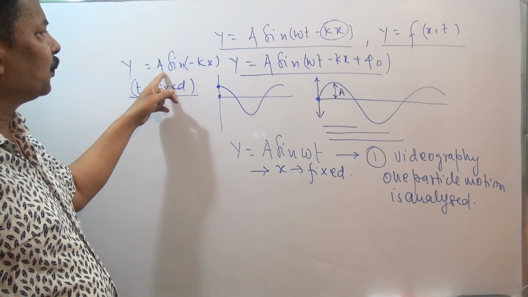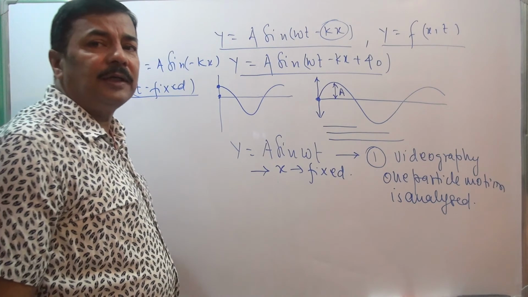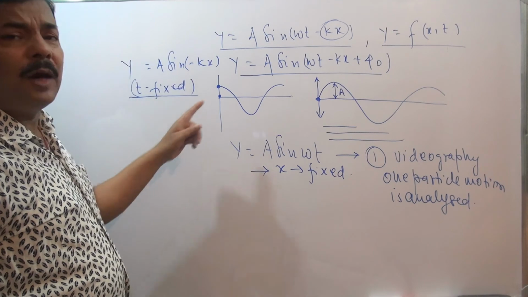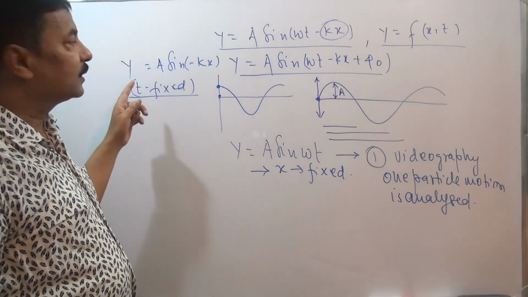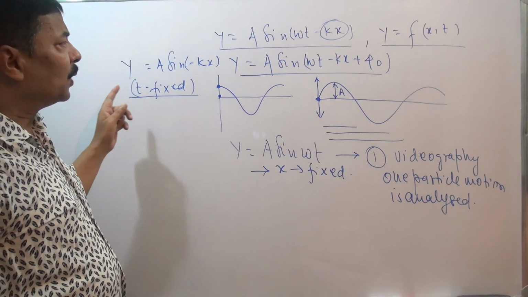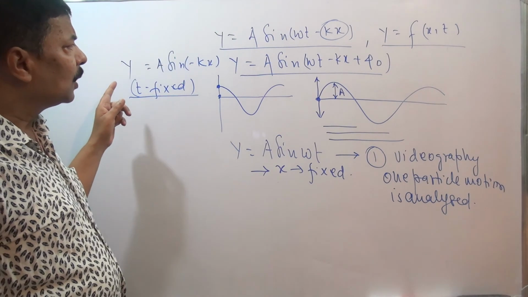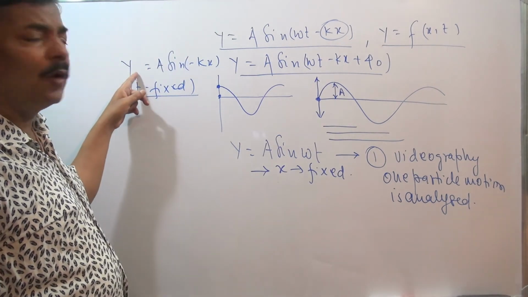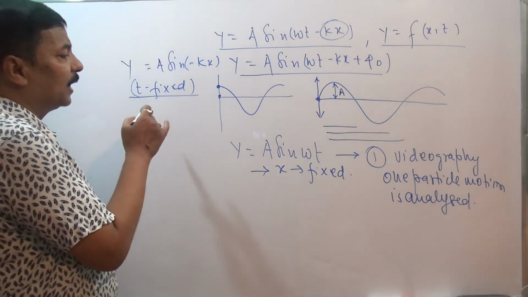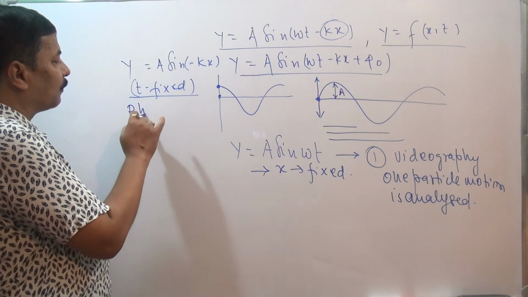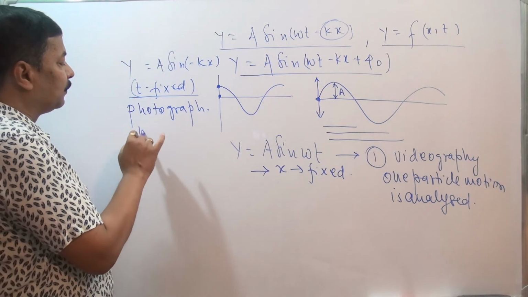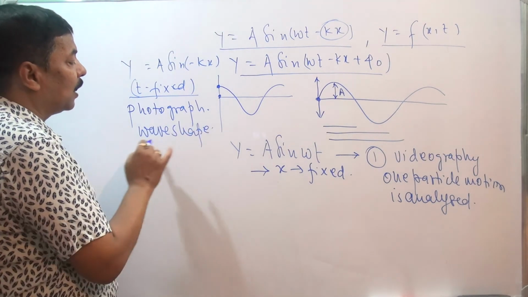This equation is basically the photograph. Why is it a photograph? It is a photograph in the sense that it is the curve between y and x at a particular time. When it is the curve between y and x, that represents the photograph. It gives you the different particle positions, the different values of y at a fixed time. That means it is the photograph, and it is giving you the wave shape. It is telling about the wave shape.